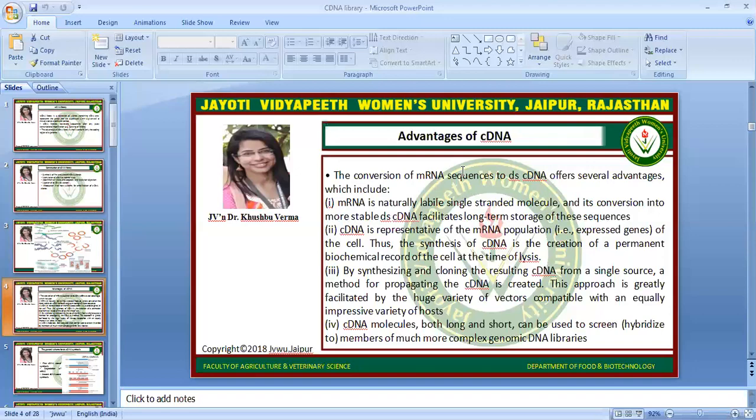the lysis. By synthesizing and cloning the resulting cDNA from a single source, a method of propagating the cDNA is created. This approach is generally facilitated by the huge variety of vectors compatible with an equally impressive variety of hosts. cDNA molecules, both long or short, can be used to screen members of much more complex genomic DNA libraries.